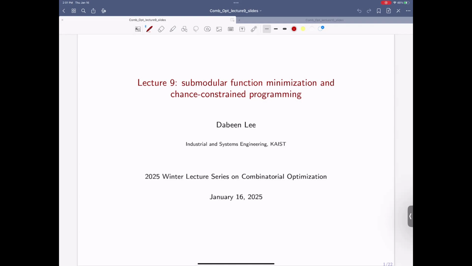Okay, welcome back. As I promised or announced this morning, we're going to talk about something a bit different from what we have been learning. So we're going to start discussing this class of problems called submodular function optimization. Lecture 9 is about minimizing submodular functions, and lecture 10 is about maximizing submodular functions.